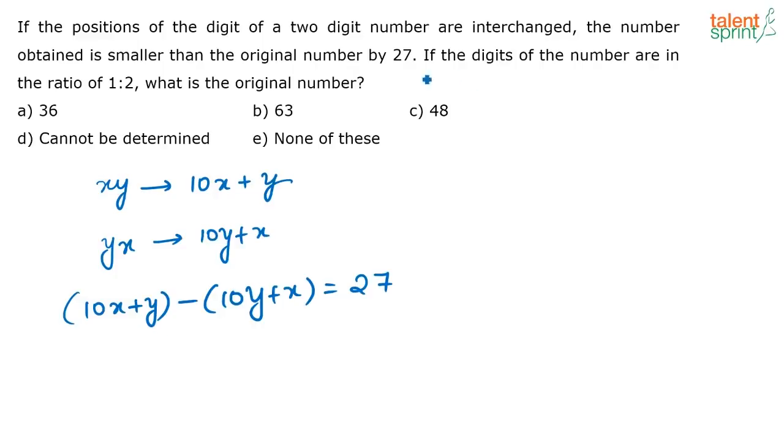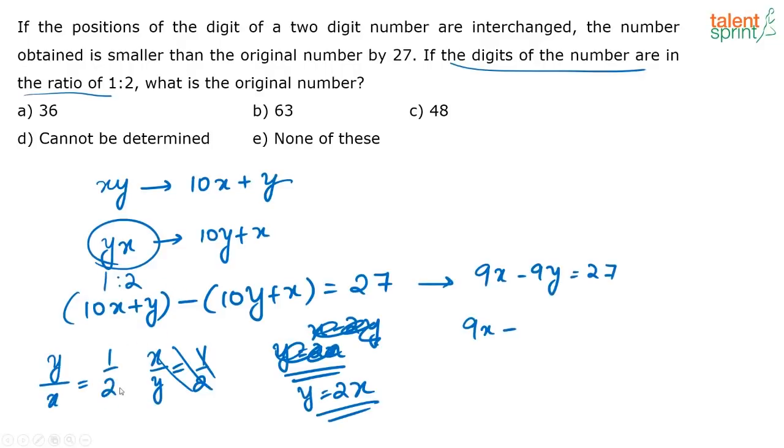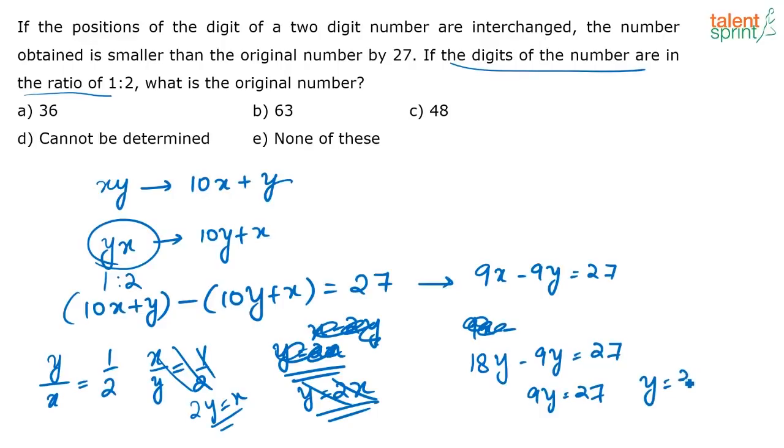Now what is given? The digits of the number are in the ratio 1:2. So let us say you have two digits x and y, in the ratio 1/2. If we take it this way, then I can say 2y is equal to x. In that case, I will get 18y minus 9y is equal to 27, or I can say 9y is equal to 27, or y is equal to 3. And then I get x is equal to 6, correct? Because x by y is 1/2.